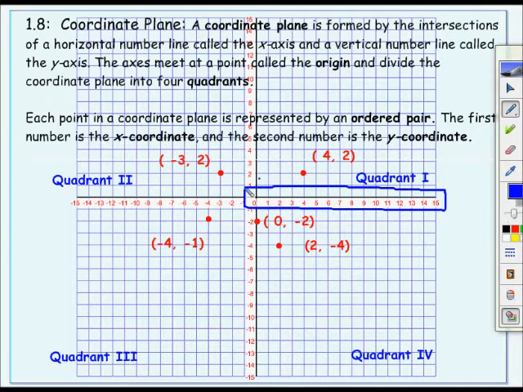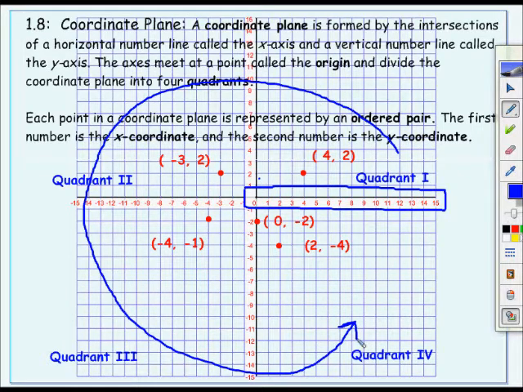Now we do read the quadrants going in a counterclockwise direction. There's quadrant 1, quadrant 2, quadrant 3, quadrant 4. Again, if you think about the next thing you learn, it's the negative numbers. So that moves to the left. And then you learn about other kinds of negatives together, combining things together.